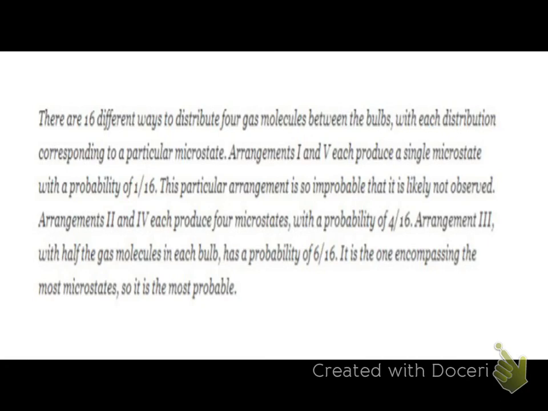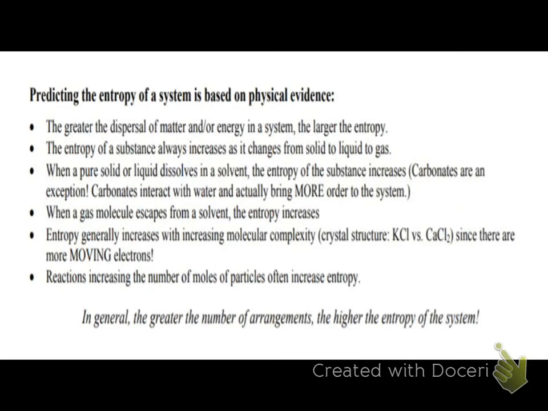Arrangements 1 and 5 each produce a single microstate with a probability of 1 in 16. That particular arrangement is improbable, so it is not likely to be observed. That takes you through all the different possibilities and why entropy works this way. It's all on your paper. You can read. Let's get to the bulk of what we want to learn.